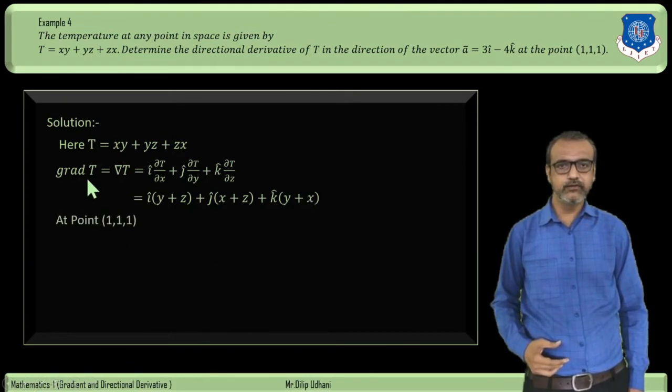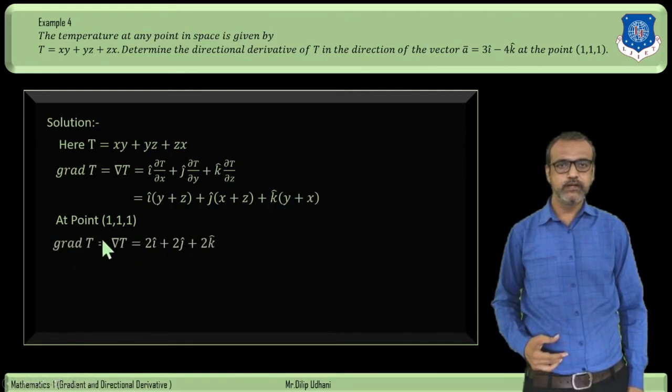Now we will find grad T at the point (1, 1, 1). So in this function we will replace x by 1, y by 1 and z by 1. So it will become grad T equals nabla T equals 1 plus 1 is 2, so it is 2i plus 2j plus 2k.